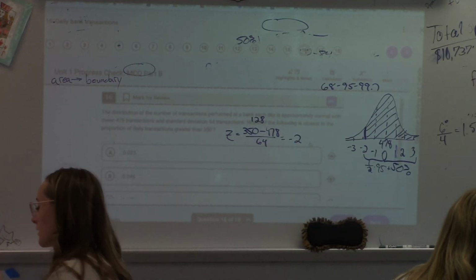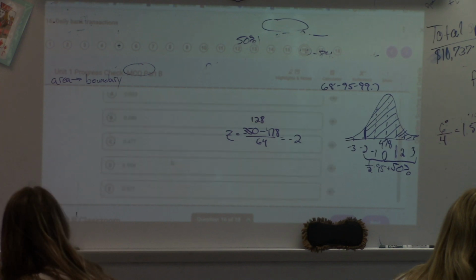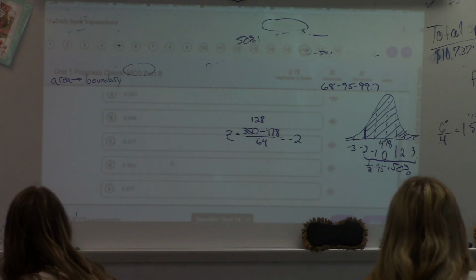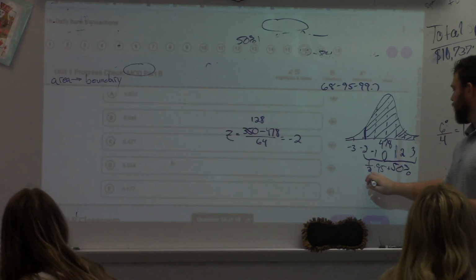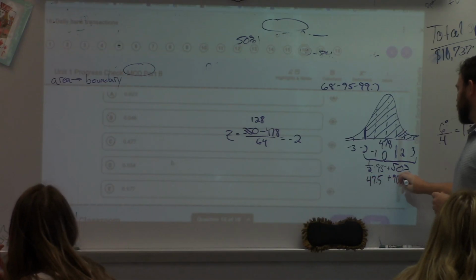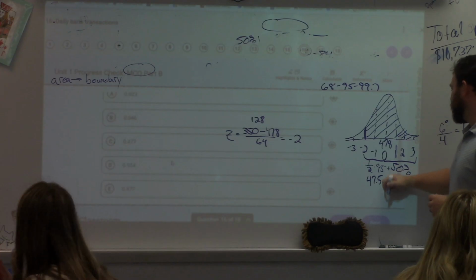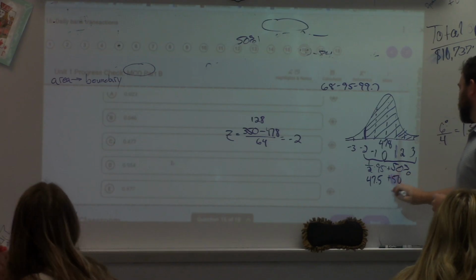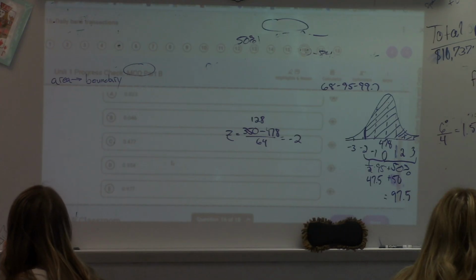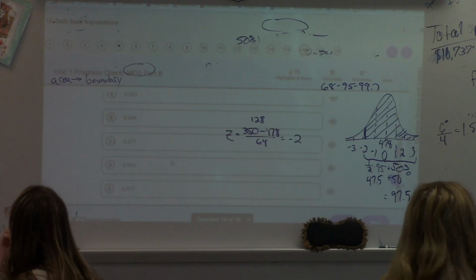Yeah, it's 0.977. Wait, are you sure it's not D? No, it's 0.97. It's definitely E, because this would be 47.5 plus 50. When I see two answers that close, oh wait, I'm wrong, it's 97.5, 0.977, not 0.95.